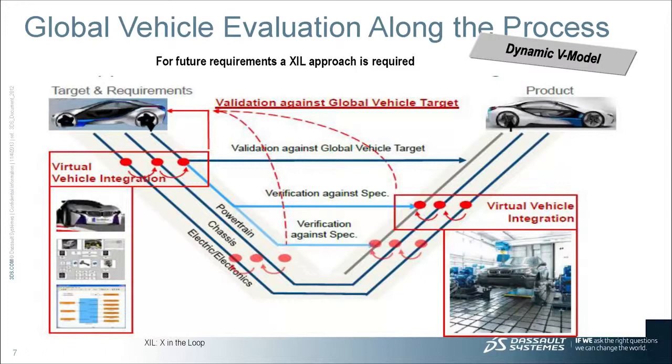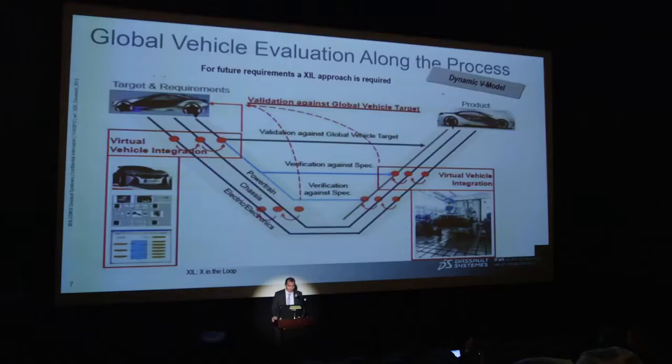Here is the same V-cycle and the systems engineering process. We need tools to facilitate collaboration between the different disciplines: powertrain, chassis, electric, electronics, software engineers, control engineers, etc. We also need tools to facilitate model exchange between disciplines, these co-simulation possibilities, at any stage of the process. So it must be flexible. We also need tools that take into account the different levels of maturity of the pieces of the system you want to validate. Some pieces will be models, some software, some hardware. So you need a platform and an architecture that is very flexible to support the different co-simulation scenarios.